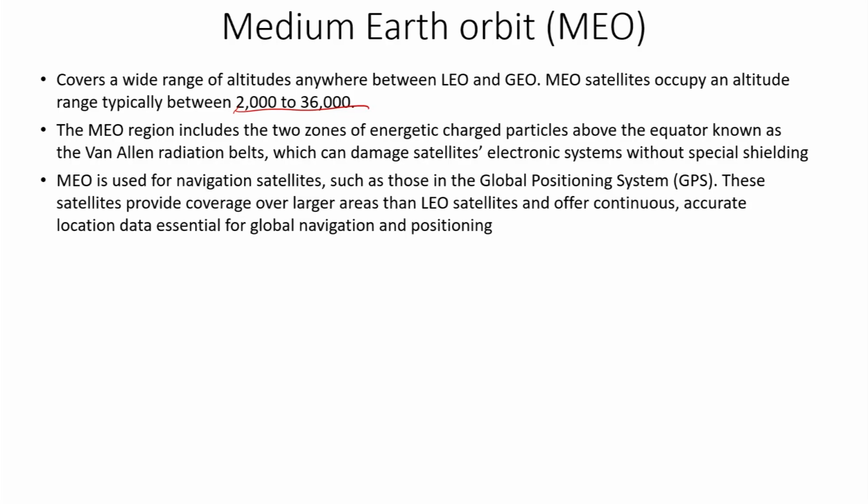And this medium earth orbit is mainly used for navigation satellites, the global positioning systems, and this provides coverage over larger areas than the LEO satellite, because its altitude is higher. Like the GPS satellites are kept at something like 20,000 kilometers. So, their coverage will be much higher than that of the LEO satellites.